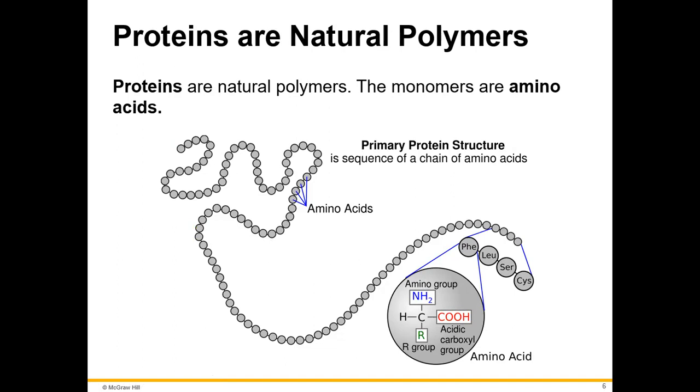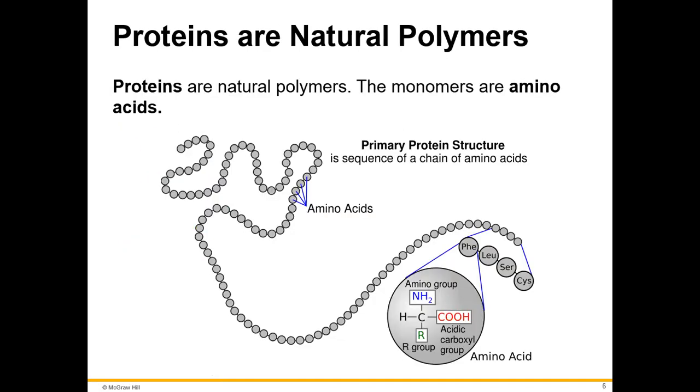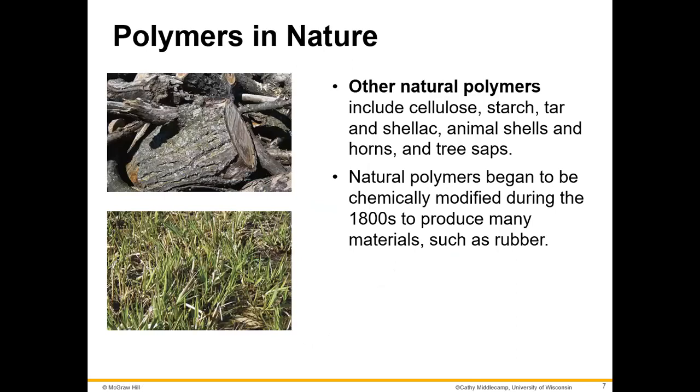And so when we talk about naturally occurring polymers, you can talk about any protein. Any protein would work as a polymer. DNA would work as a natural polymer. RNA would work as a natural polymer. All of those are naturally occurring polymers that you are using right now. Other polymers in nature, cellulose. So that is the primary structural component of plants for their stems and all that good stuff. Starches, and that's the primary storage macromolecule for plants. Tar, shellac, animal shells and horns, tree saps, okay, all of those are naturally occurring polymers as well.